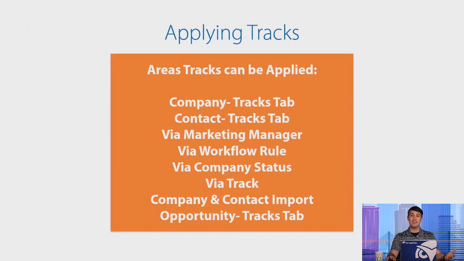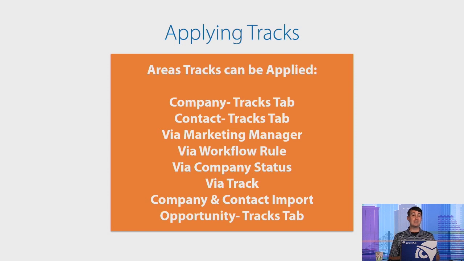Now when it comes to applying these tracks, you have a lot of different options. They can be applied manually through things like the Tracks tab on the Company, Contact, or Opportunity. But some of the more fun methods are through other pieces of functionality we already talked about a little bit. You can apply them through a workflow rule, which is handy because workflow rules are very reactive. They can identify when something occurs, but typically they don't have any delay built in. Their action happens as soon as they find the event.